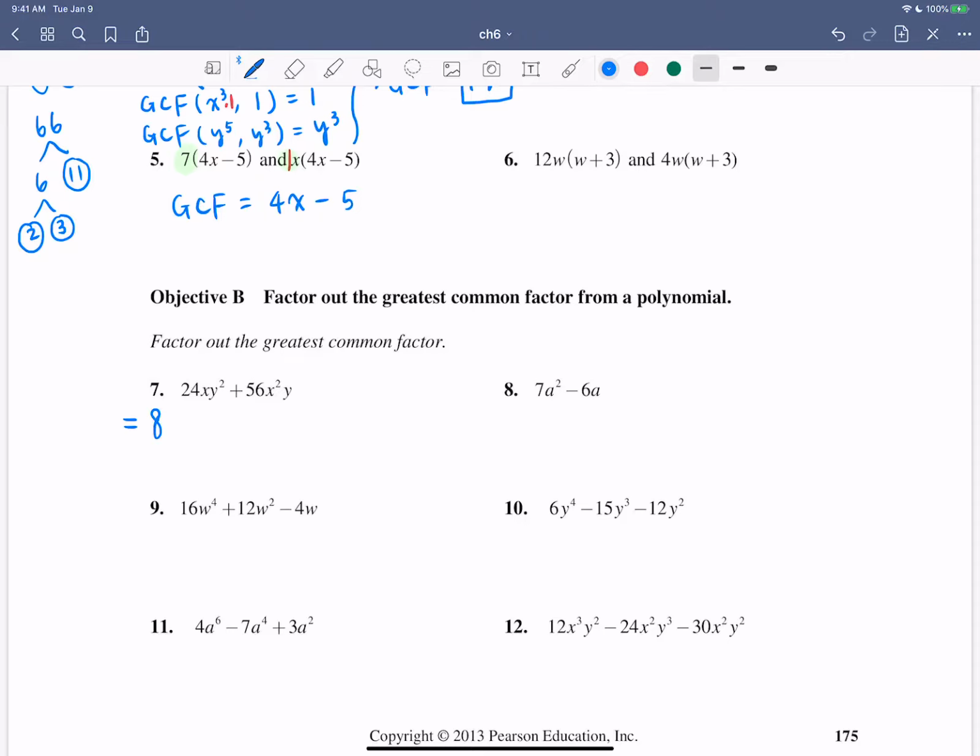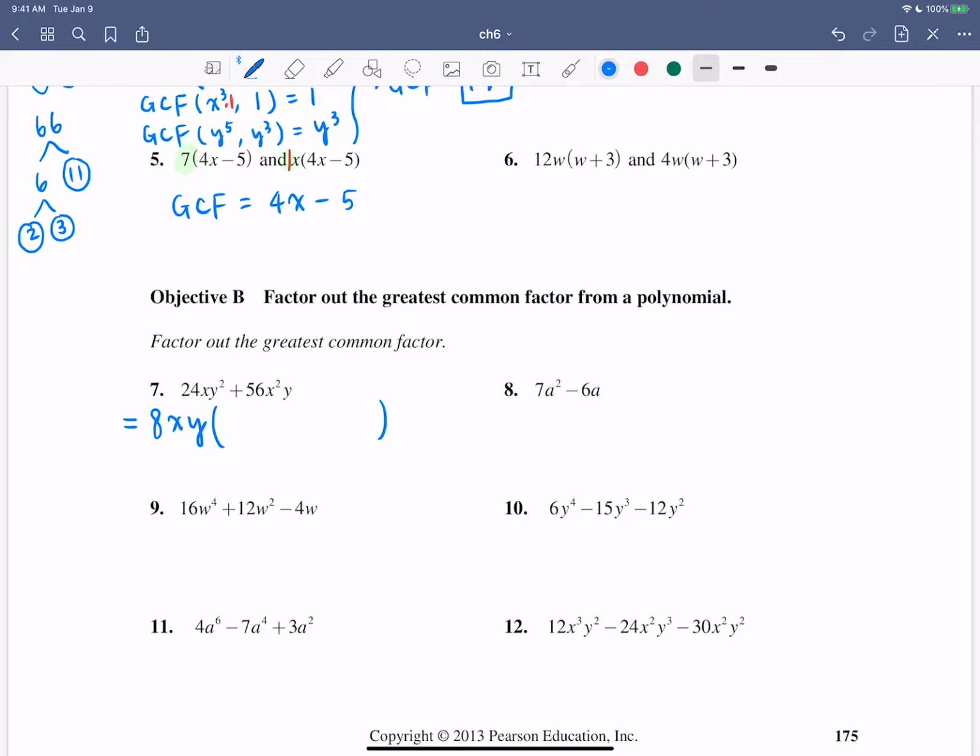And then looking at x. The first expression is x. The second is x squared. Both of them have at least one x. So it's going to be x as the GCF. And then you look at the y. Y squared and y. Both of them have at least one y. So that's y. And 8xy is the GCF between these two expressions. Finally, we're going to take out 8xy. So you're going to divide the original expression by 8xy.